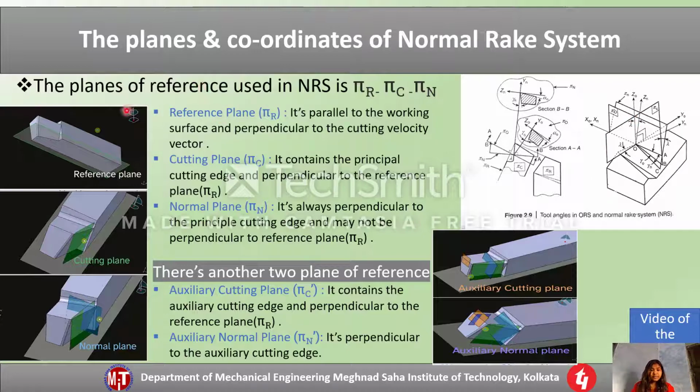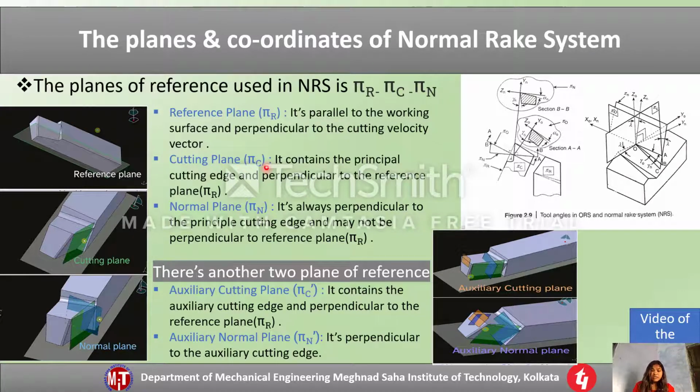Now the planes of reference. First is the reference plane pi r. It is parallel to the working surface and perpendicular to the cutting velocity vector. Now, as you can see in this picture, this is our working surface, and this plane parallel to the working surface is our reference plane. And the velocity vector acts on this side. If this is our reference plane, then obviously this velocity vector is perpendicular to the reference plane.